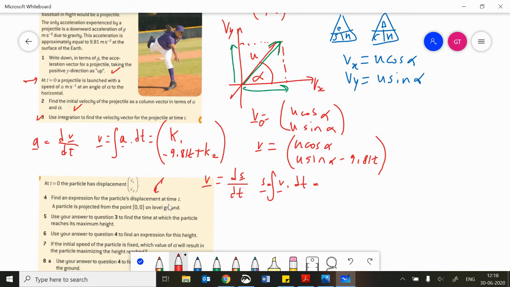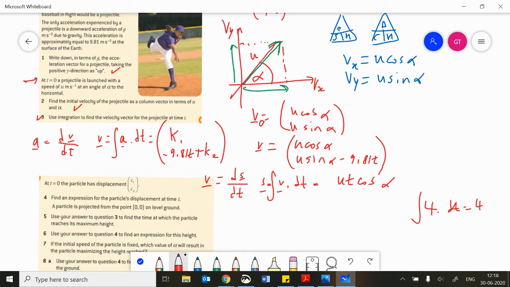So we're looking for the particle's displacement at time t. If we integrate it with respect to t, this is a constant with respect to t because it's not dependent on t. A constant, when integrated, gives us the constant times t. I'm just going to tidy it up by putting the t in the middle. That's like saying if I integrate 4, it's going to give me 4t. But the constant here is u cos alpha.